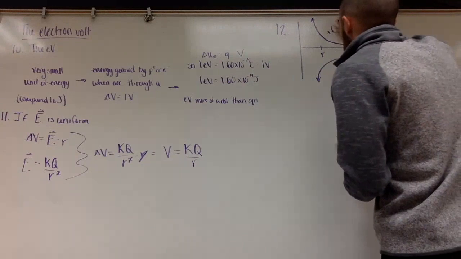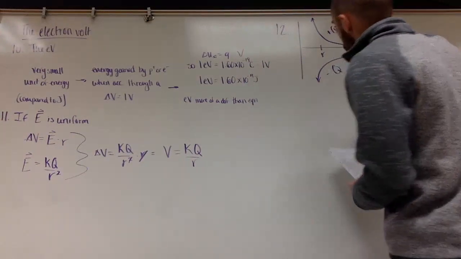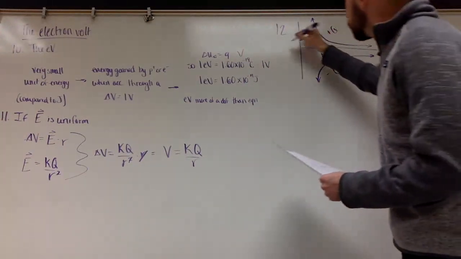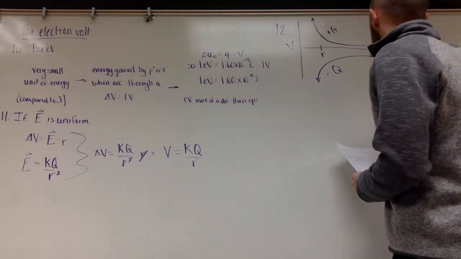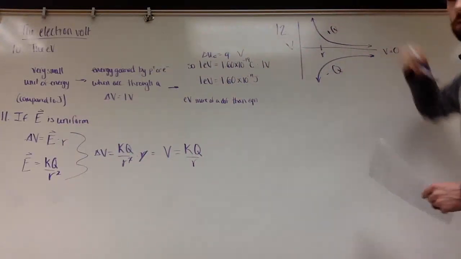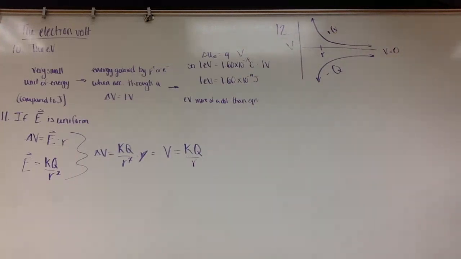So this would be our positive charge. This would be a negative charge. And then over here, this would be our voltage. So voltage becomes 0 as we go towards infinity, and it gets bigger as you get exponentially closer to them. So I'm going to erase this. We'll come right back, and we'll work on a problem with them.